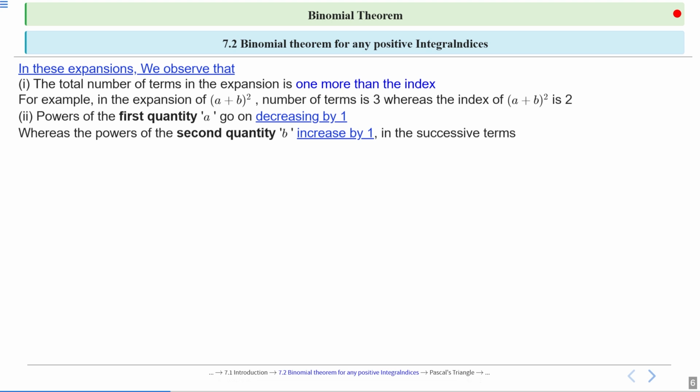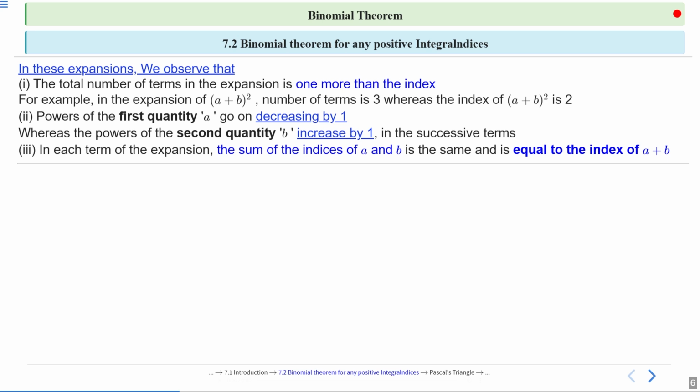Similarly, the power of the second quantity, that means the power of the quantity b, increases by 1 in the successive terms. In the beginning, b has power 0, then b has power 1, then b has power 2, and continuing like this until the last term. So the second quantity b increases by 1, while the first quantity a decreases by 1 in the successive terms. Clear? I hope it's clear to all of you.